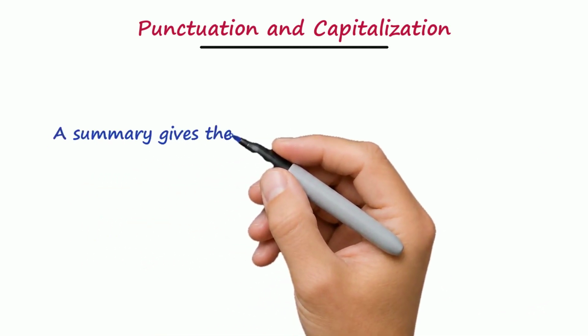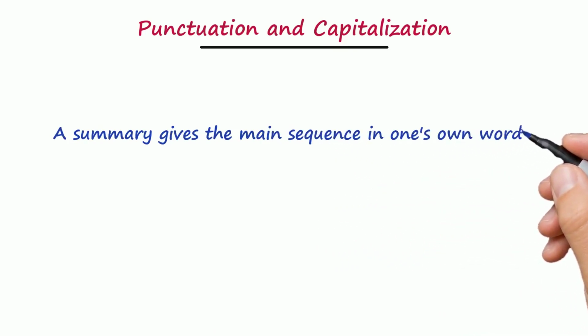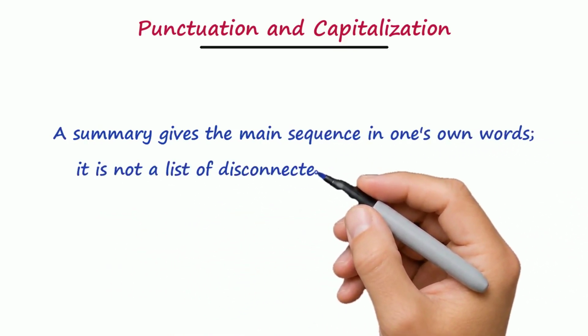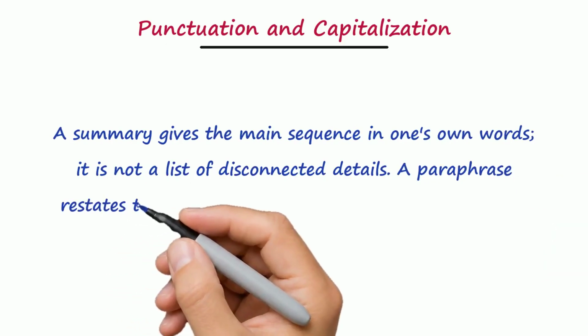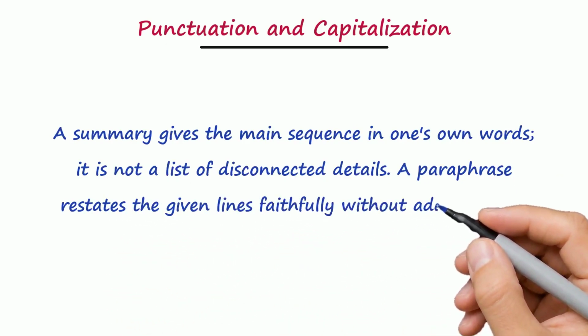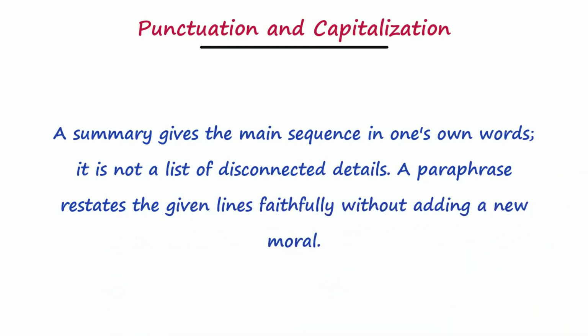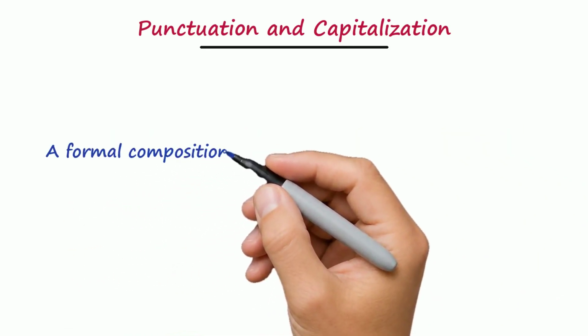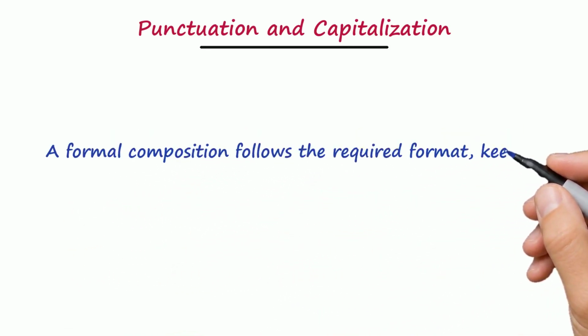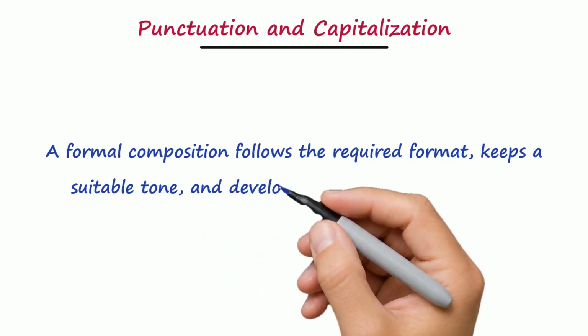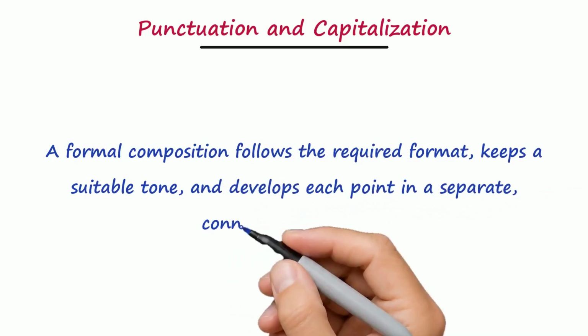A summary gives the main sequence in one's own words. It is not a list of disconnected details. A paraphrase restates the given lines faithfully without adding a new moral. A formal composition follows the required format, keeps a suitable tone, and develops each point in a separate, connected paragraph.